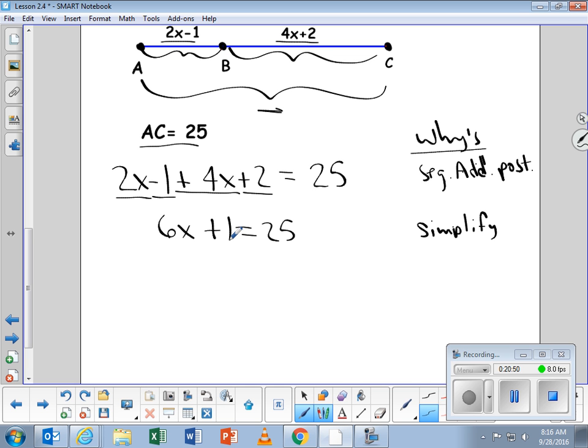Solve this equation for x. What am I going to do next? Divide the 6. Yes, because the 6 is different from x, you gotta get rid of 6.